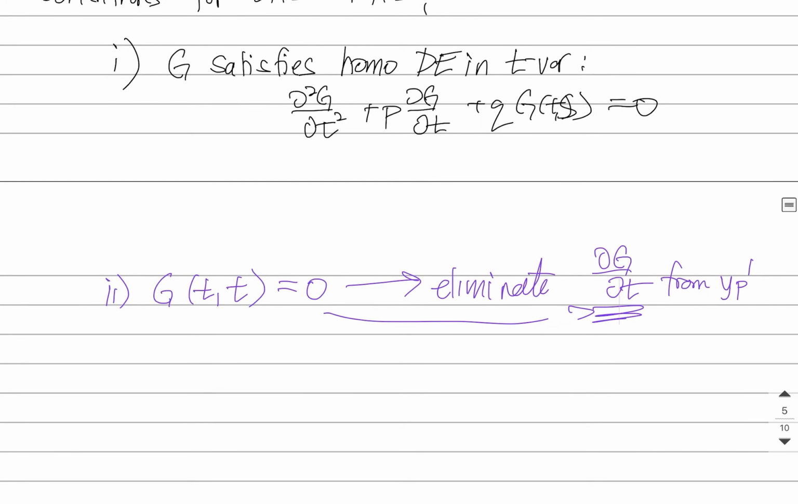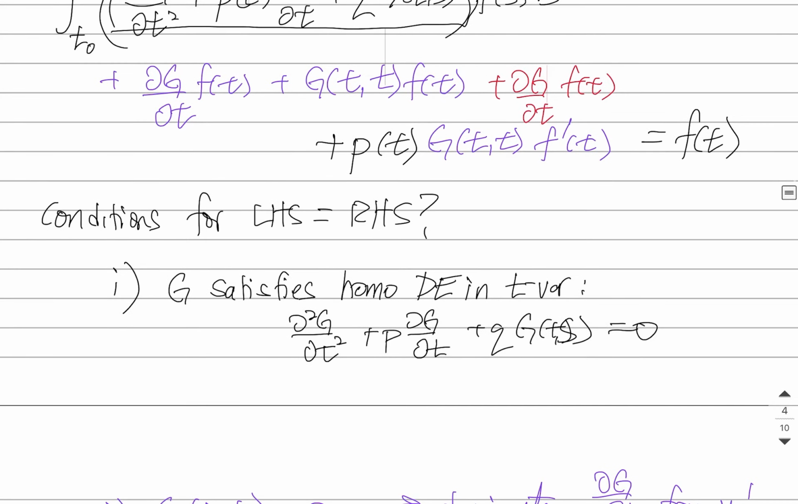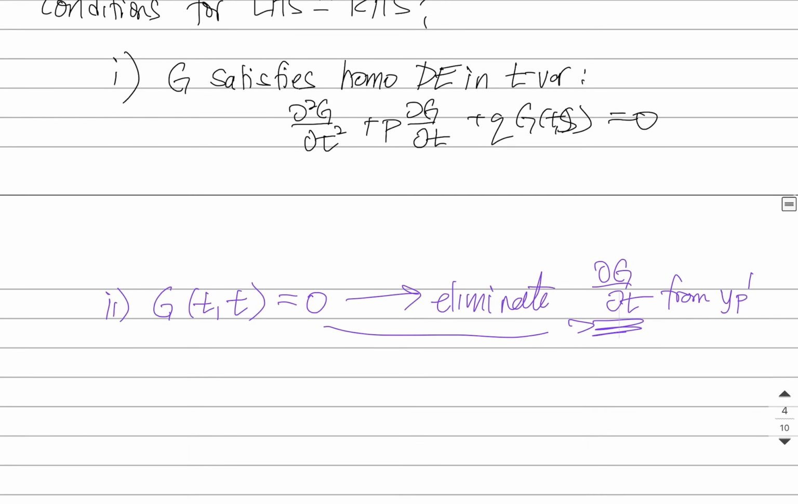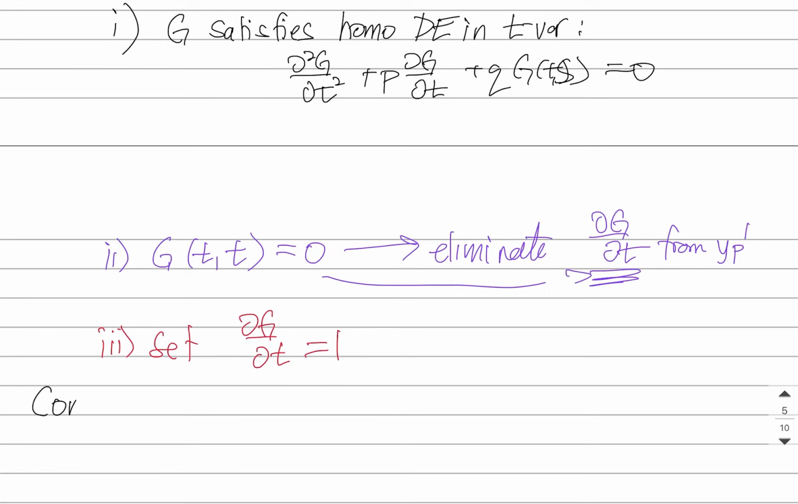And then the final thing that I'm going to do is deal with this red term. Now you can see that I want this term in red to just give me an f of t. So I'm going to set this dg dt equal to 1. These are the conditions on g that will make yp of t a solution to this differential equation.